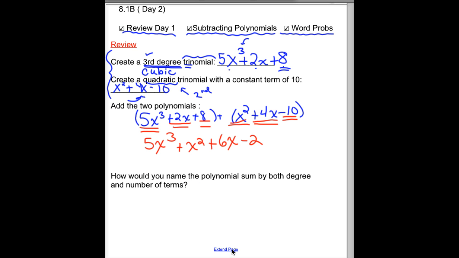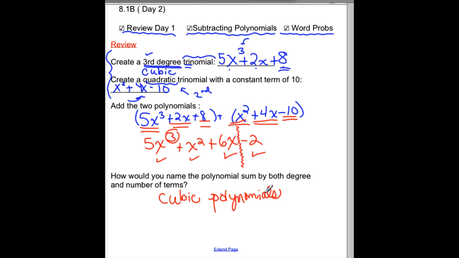Well, mine would be called a cubic because its highest degree is 3. And if I had 1 term, that I'd call it a monomial. 2 would be a binomial. 3 would be a trinomial, but I have 4 terms here. And once it gets past 3 terms, we call them all just polynomials. We lump them all together.